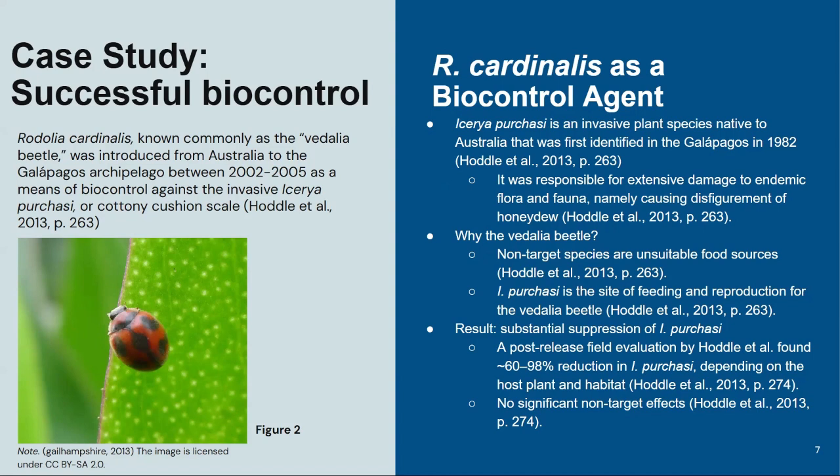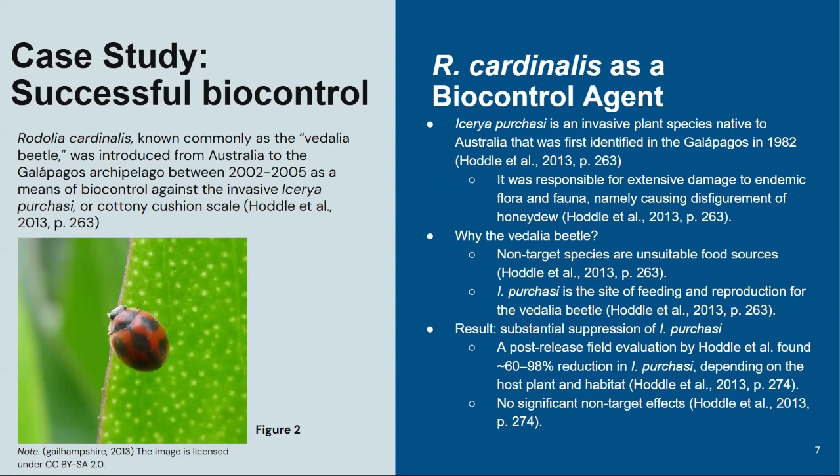The vedalia beetle was a suitable choice because it was unlikely to prey on non-target species, as they were unsuitable food sources. The vedalia beetle was also favorable because the cottony cushion scale serves as its site for feeding and for reproduction, meaning that the beetle was putting constant pressure on the cottony cushion scale throughout its lifetime. This resulted in a substantial suppression of the cottony cushion scale across the Galapagos.